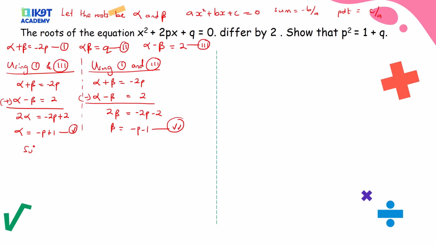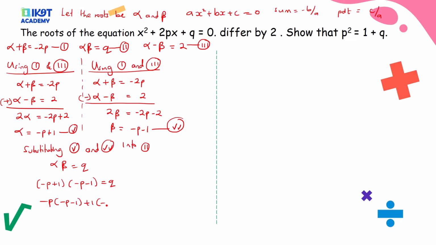So now I can say, substituting the ticked equations into equation 2 from up here. So what was our equation 2? Equation 2 was alpha beta is equal to q. But what is alpha? Negative p plus 1 times negative p minus 1 is equal to q. So here when you open brackets, this becomes negative p times negative p minus 1, plus 1 times negative p minus 1, is equal to q. So this is p squared plus p minus p minus 1 is equal to q.